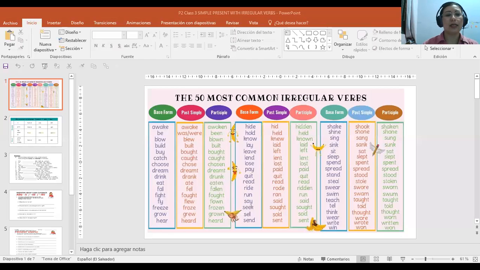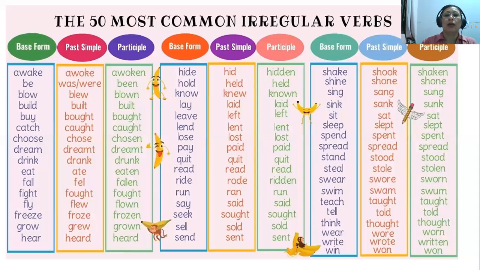Okay. Basically, these are the irregular verbs. Aquí tenemos los verbos irregulares, ¿verdad? En una de estas clases lo vamos a repasar un poquito más a profundidad. But what I want you to know is that they have to be learned by heart. You have to memorize all of them. Todos estos los tenemos que memorizar, ¿verdad?